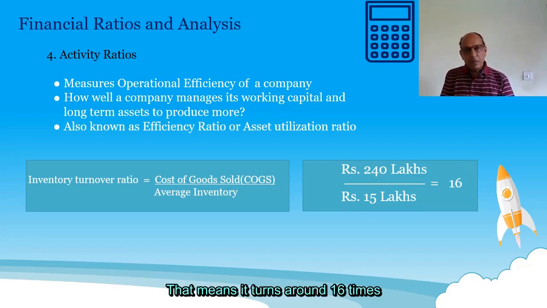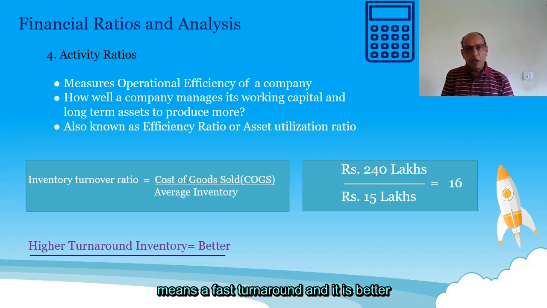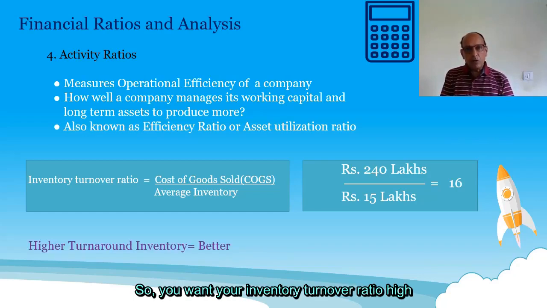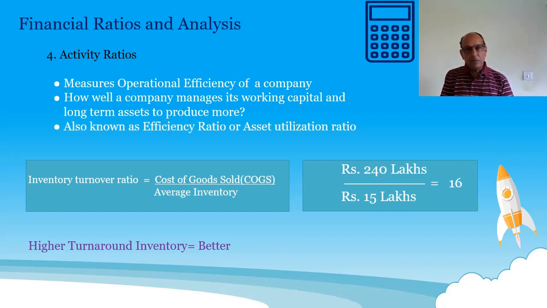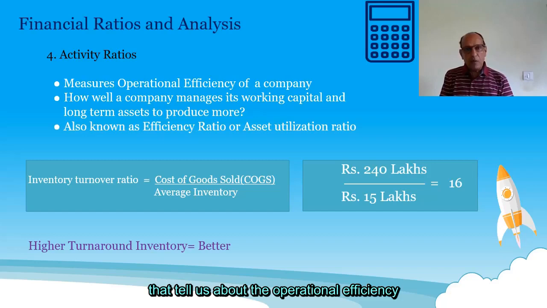That means it turns around 16 times, or a T-shirt is being sold 16 times. So basically, you want to produce quickly and then sell quickly. The more times this turnaround will happen, the better it will be. Therefore, a higher inventory turnover ratio means a fast turnaround and it is better. So you want your inventory turnover ratio high. In a similar way, there are other activity ratios that tell us about the operational efficiency.